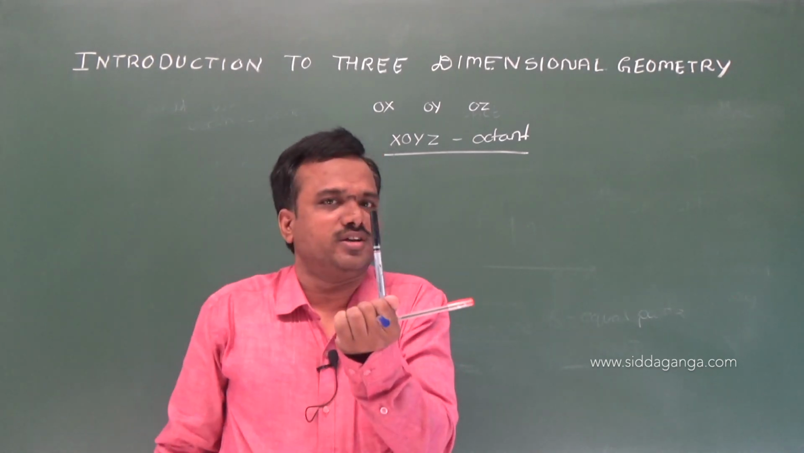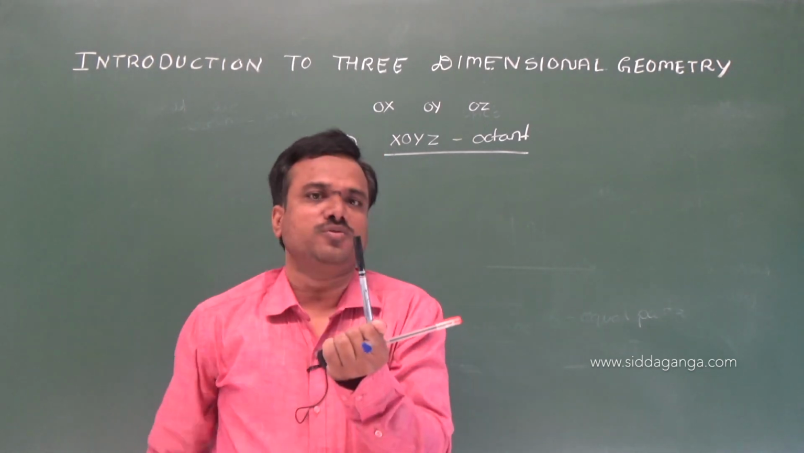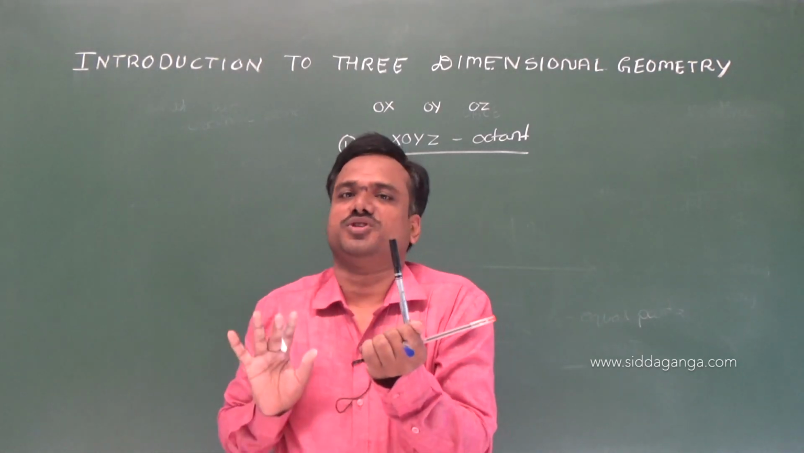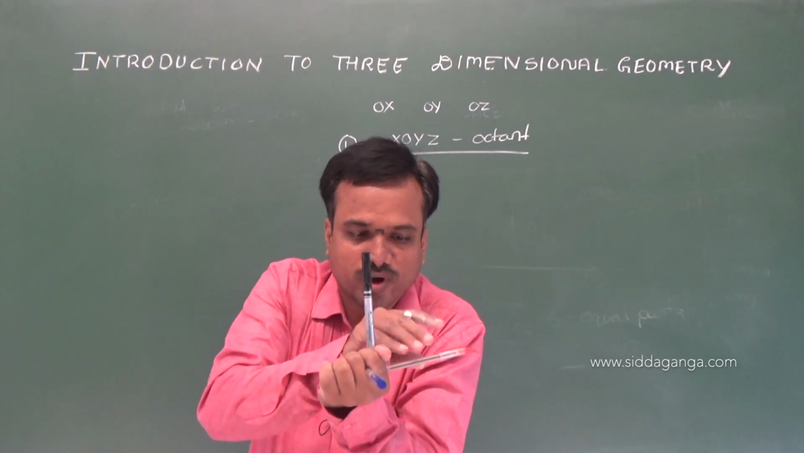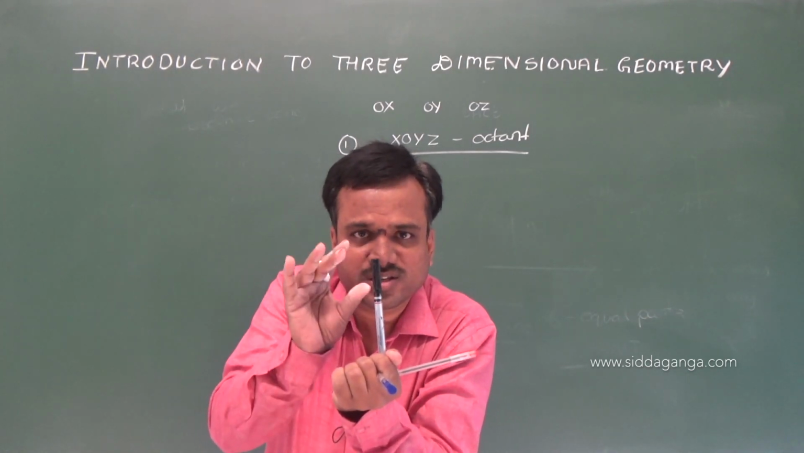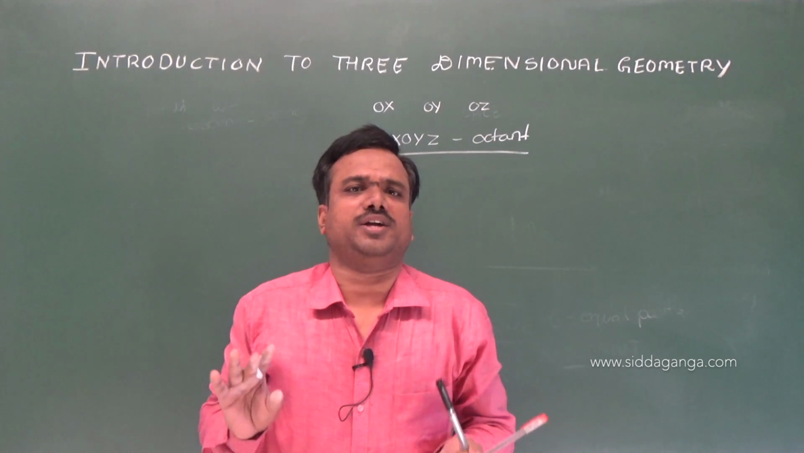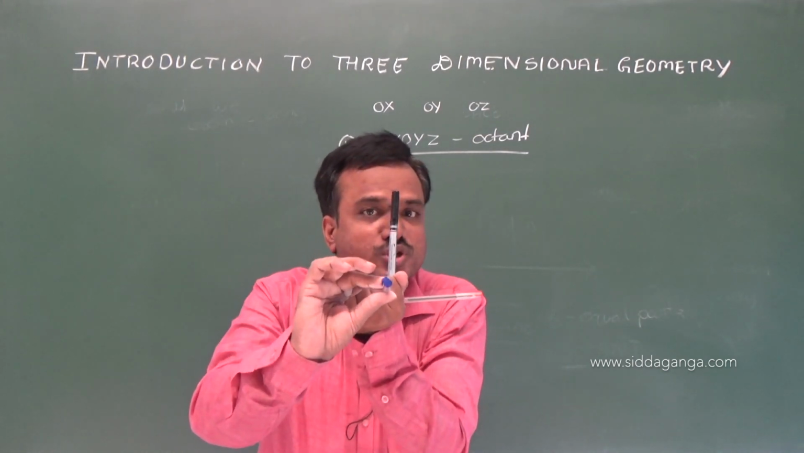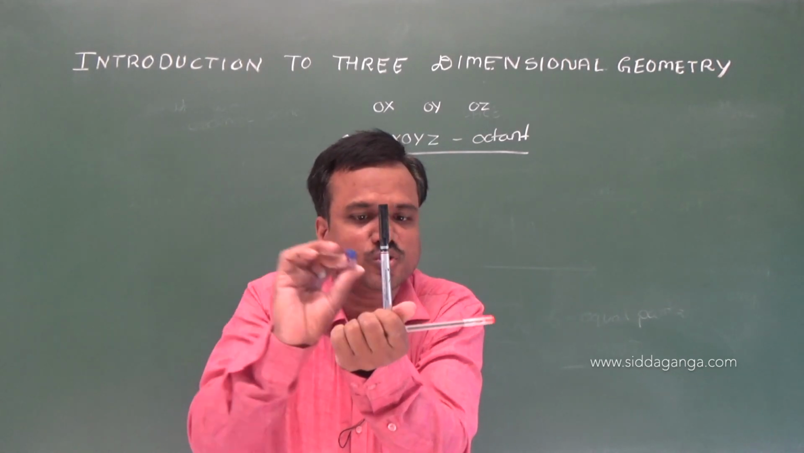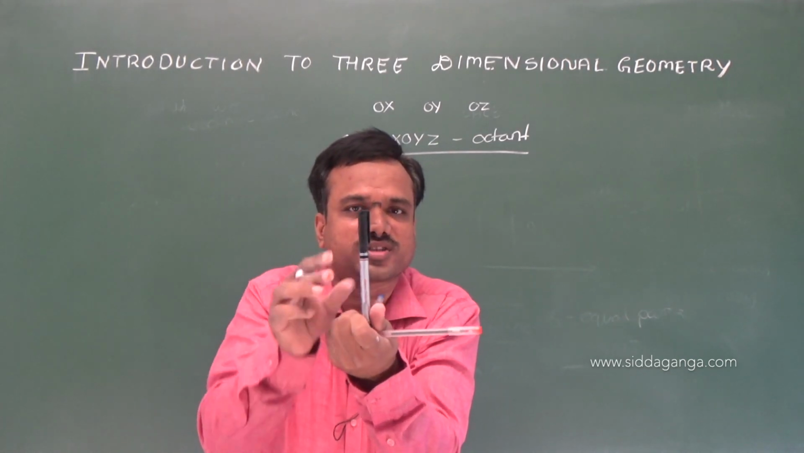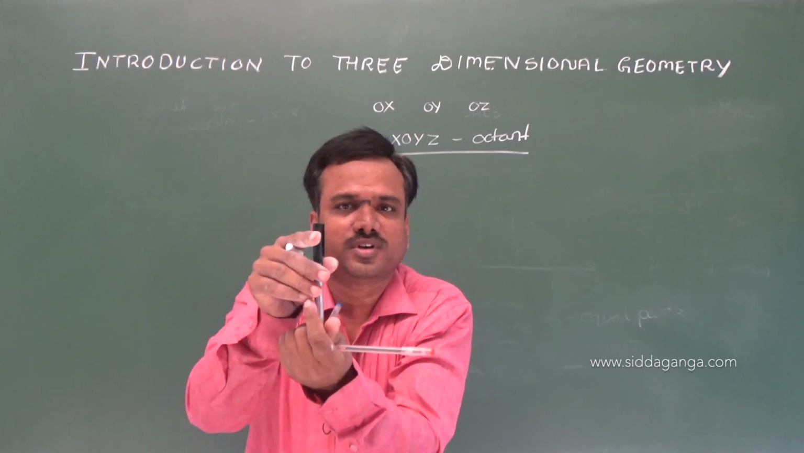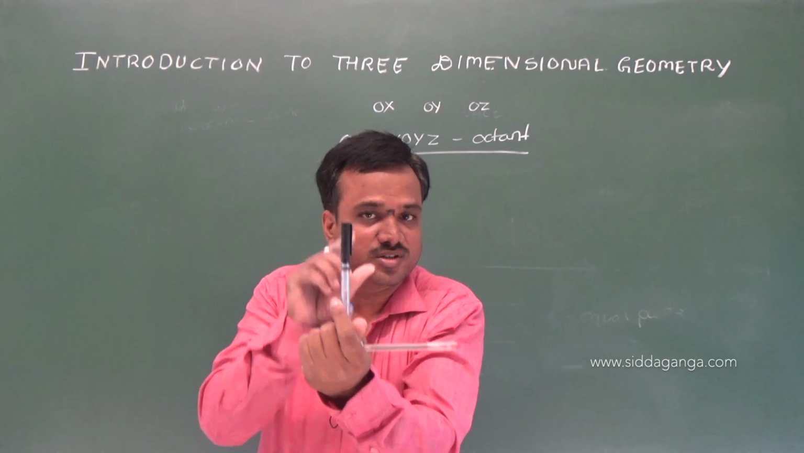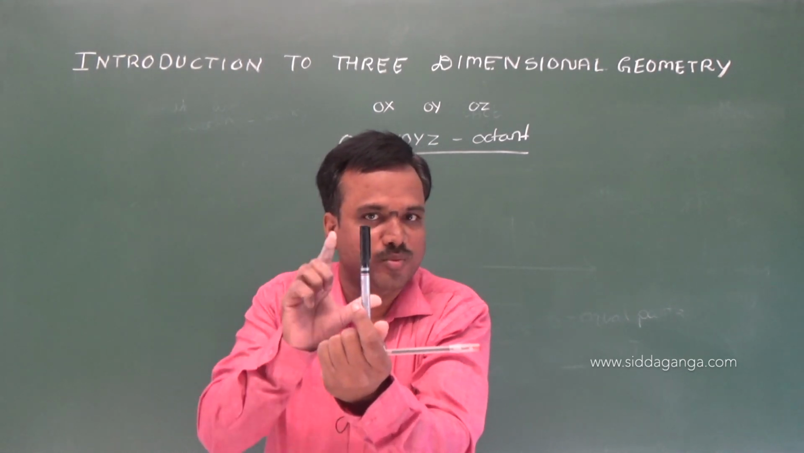In this octant, X coordinate is positive, Y coordinate is positive, Z coordinate is also positive. This is the one octant. So what I do here, I shift the positive direction of X axis towards the negative direction of X axis. Observe here, OX dash, one more octant.